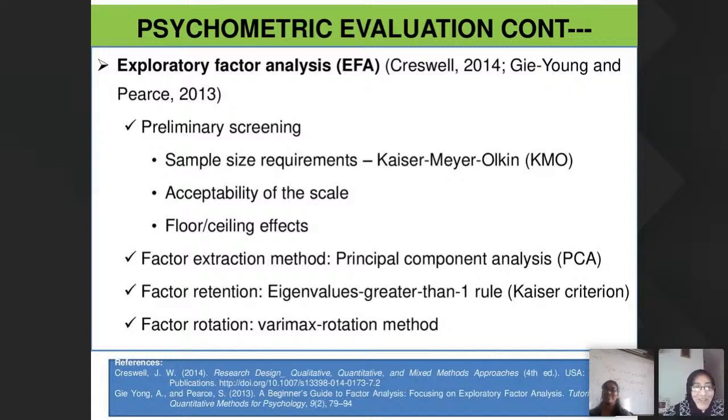A little bit of explanation on the psychometric evaluation for the construct validity using the exploratory factor analysis. For the EFA, we have to always remember to obtain the sample size requirement based on the Kaiser-Meyer-Olkin, the KMO. We wanted to look at the acceptability of the scale and also the floor and ceiling effects. Under the EFA, we have the factor extraction method, where we're using PCA. For factor retention, we're using the eigenvalues greater than 1 rule, which is the Kaiser criterion. And for the factor rotation, we're using the Varimax rotation method.